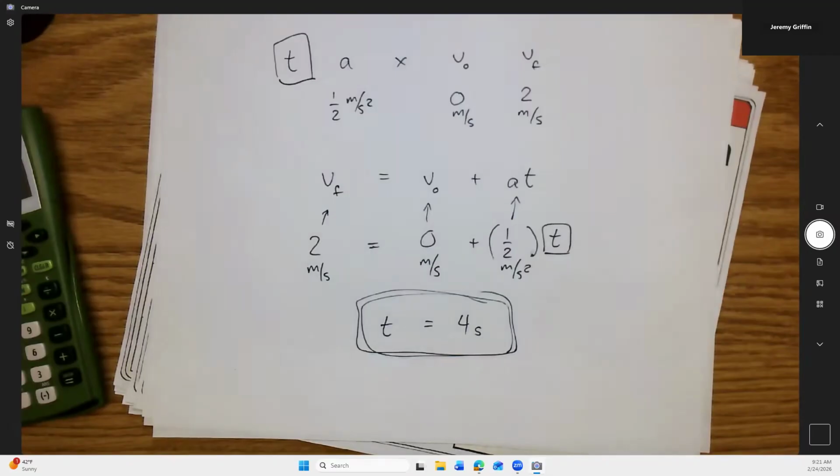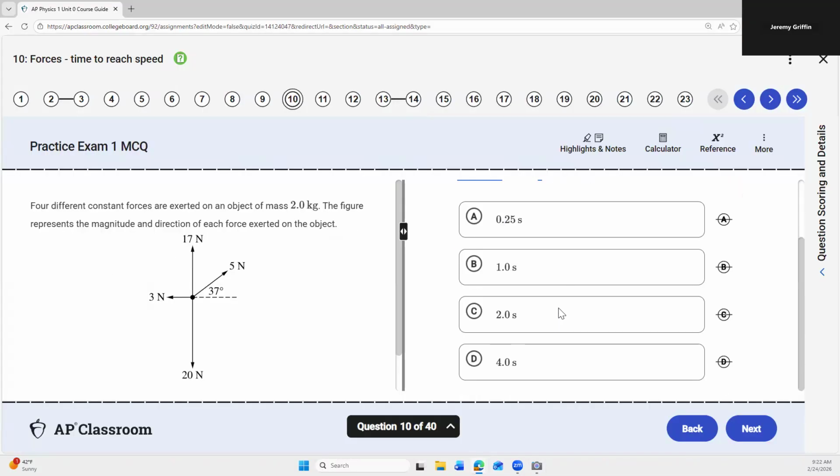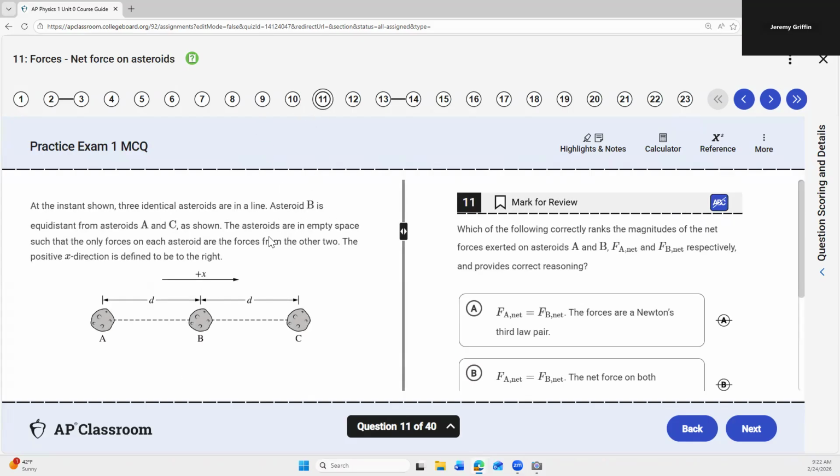All right, we got 4 seconds it took. Let's see if there's a 4-second option. It looks like D. It is D. Oh yeah. All right, you guys good so far? Good so far. All right, 11.